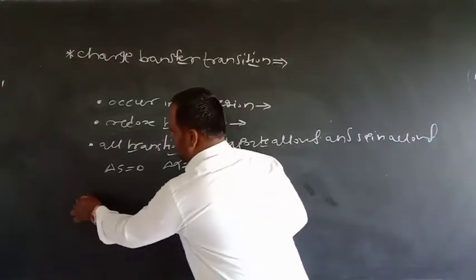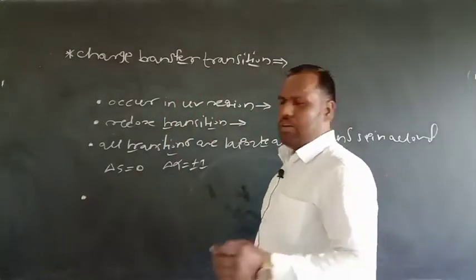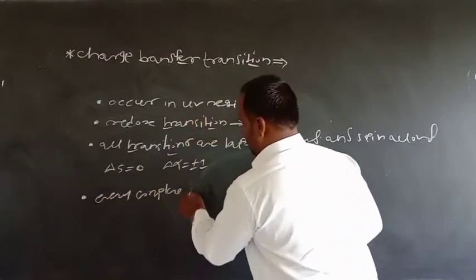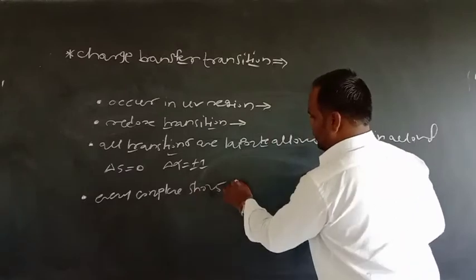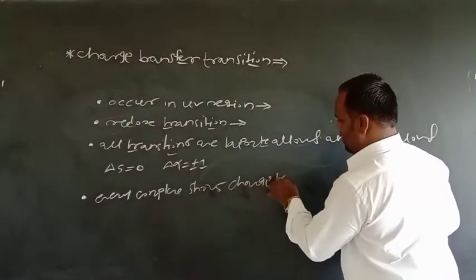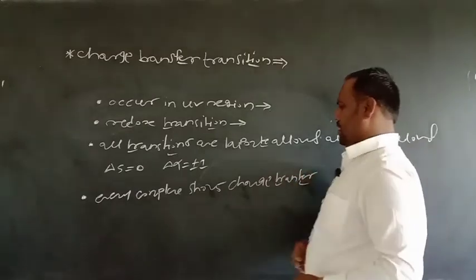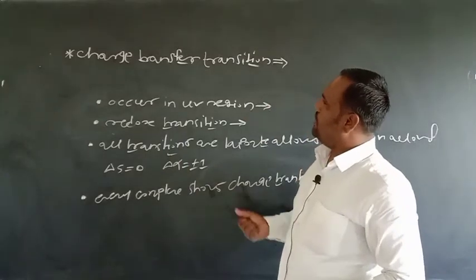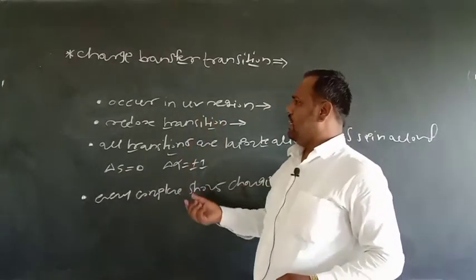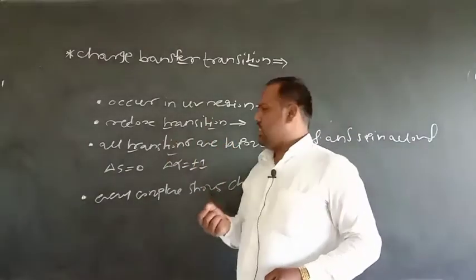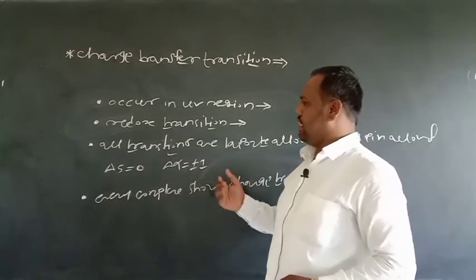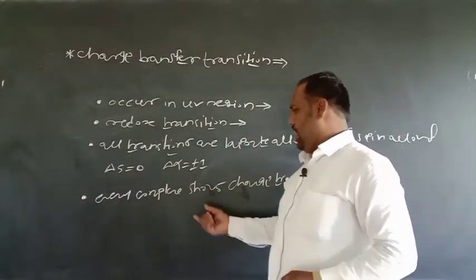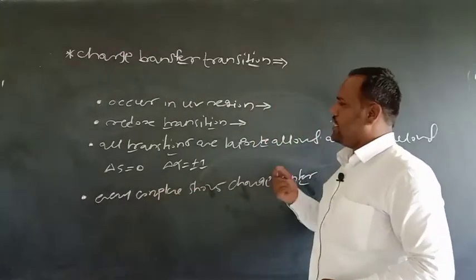Generally, almost all complexes show charge transfer transitions. So, these are some important characteristics of the charge transfer transition. It generally occurs in the UV region. The transition is a redox transition, meaning one of the components gets oxidized and another gets reduced. All transitions follow the Laporte selection rule and spin selection rule, and almost all complexes show charge transfer transition.